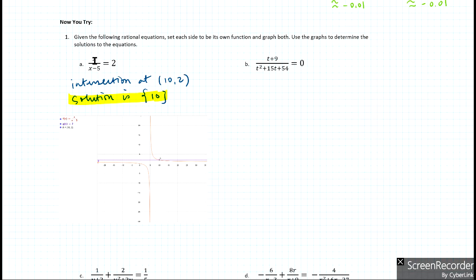If you plug 10 on the left, you'll have 10 over 10 minus 5. 10 minus 5 is 5, so 10 over 5 is 2, which is equal to the right hand side, and also equal to the y-coordinate of the intersection. That's what we're looking for.